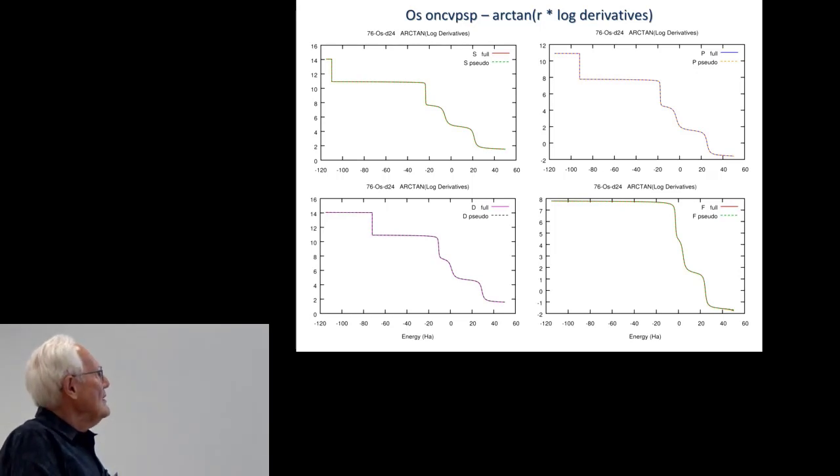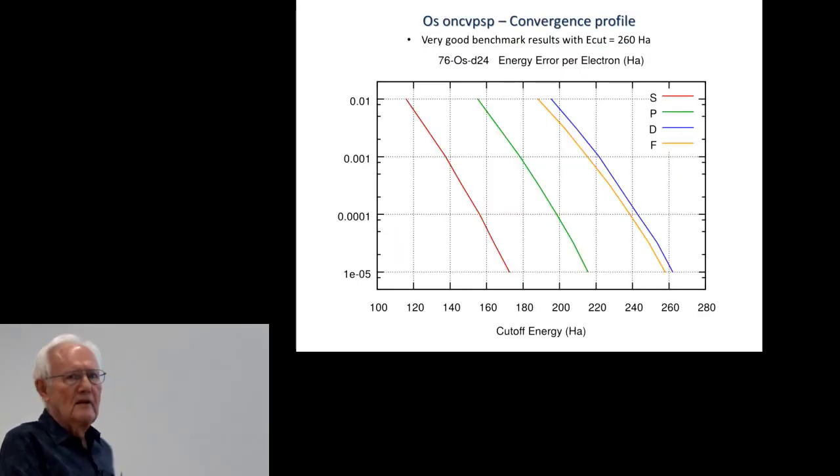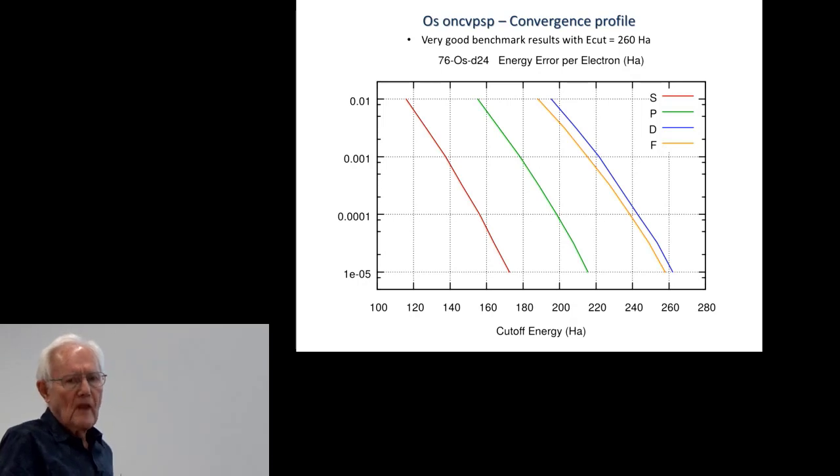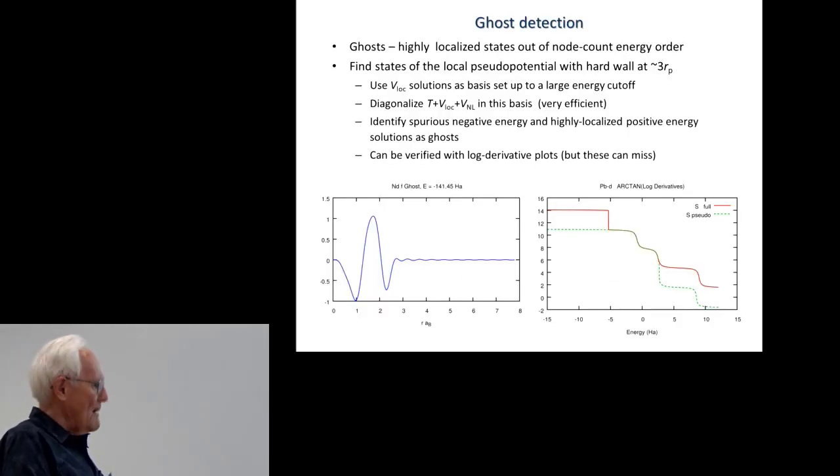Anyhow, going on, I mentioned convergence profiles. This is what convergence profiles look like for a well-designed pseudopotential. For each angular momentum, we get relatively monotonic behavior on this log plot. And somehow this 10 to the minus 5 Hartree error per electron is a magic number. If you just use this outermost point, you typically find you get very good convergence of your condensed matter calculations.